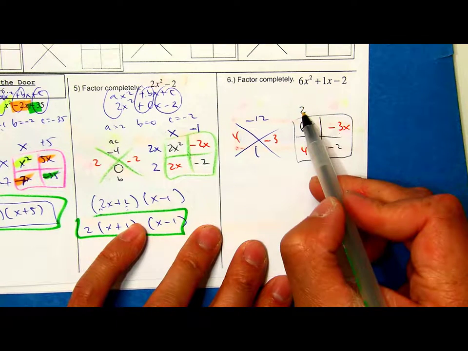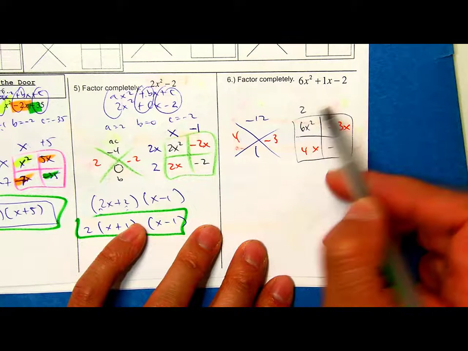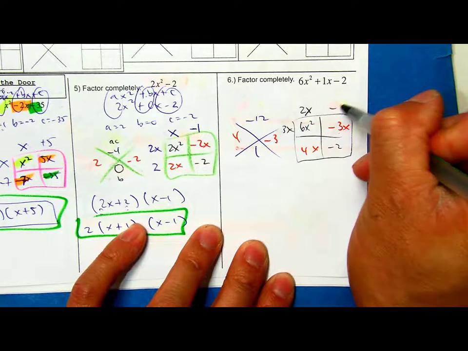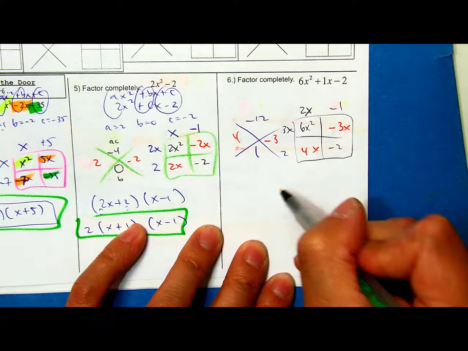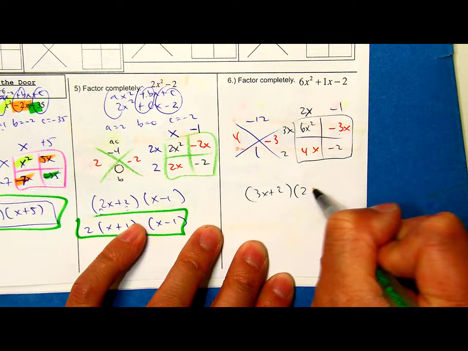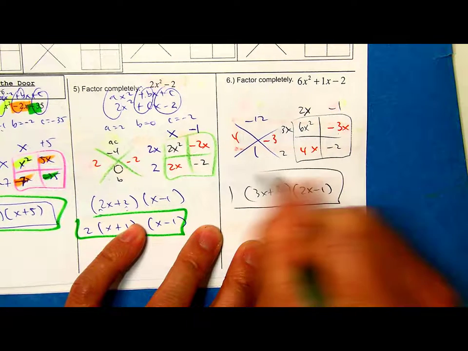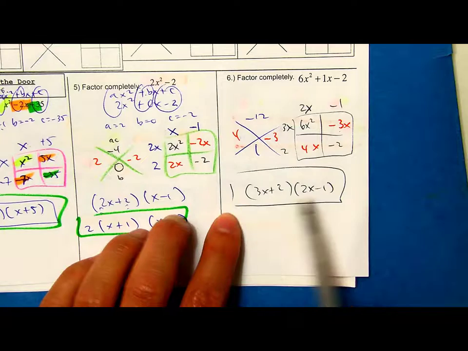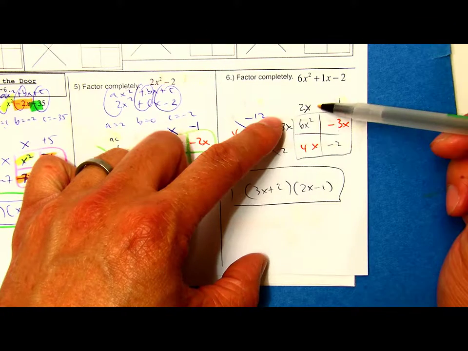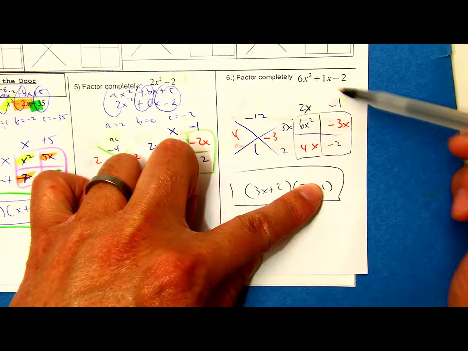Remember, if the 2 cannot fit here, then put the 2, switch it. 2x, 3x, so -1, 2, 3x plus 2, and 2x minus 1. Remember, if you're not sure if this makes sense, you just put it onto the outside of the box, multiply, combine like terms, and you'll get the original answer.